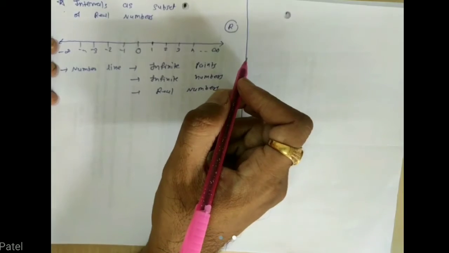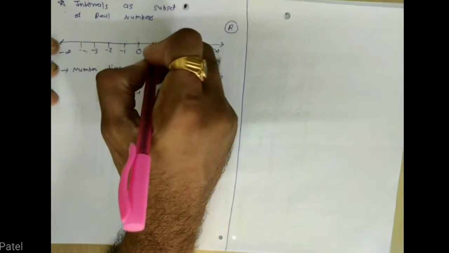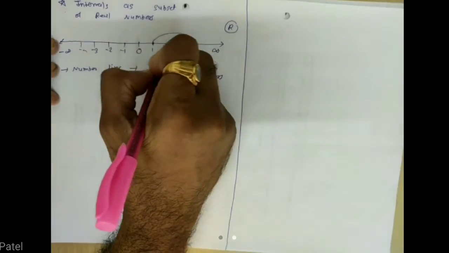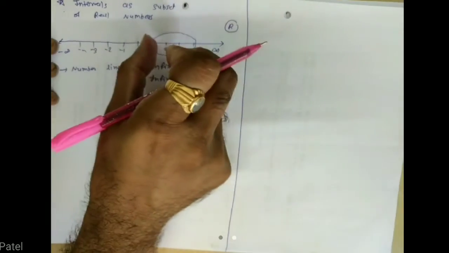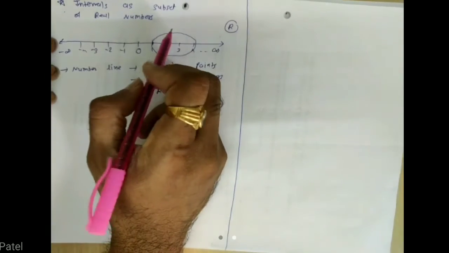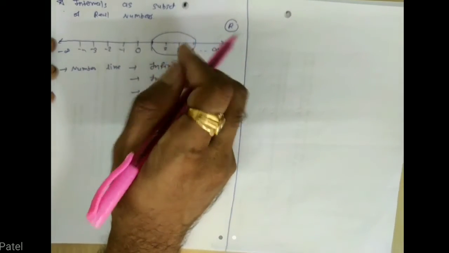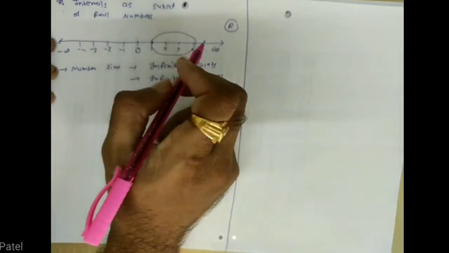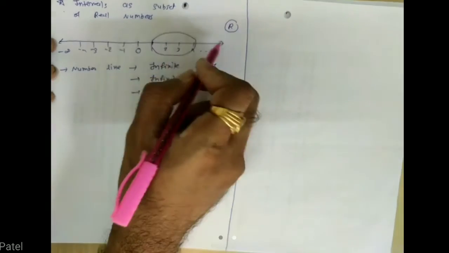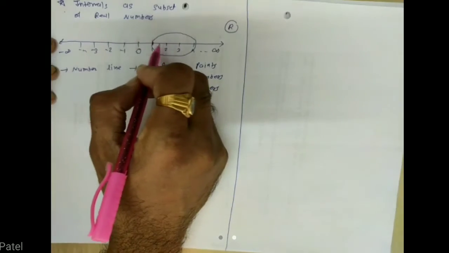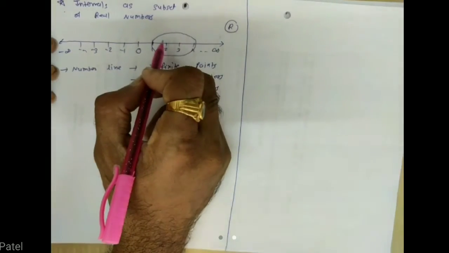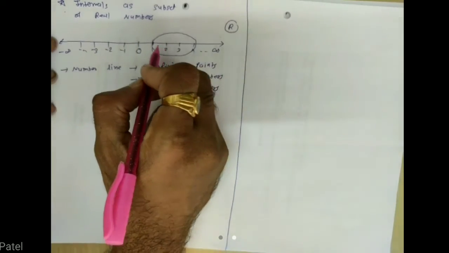For that, suppose I'm taking one part of this number line, that is from 1 to 4. So this portion from 1 to 4 is a part of the number line. We can say this 1 to 4 part is a part of the real line. So this part is a subset of real numbers, a subset of our number line. In this topic we have to discuss how to represent this part.